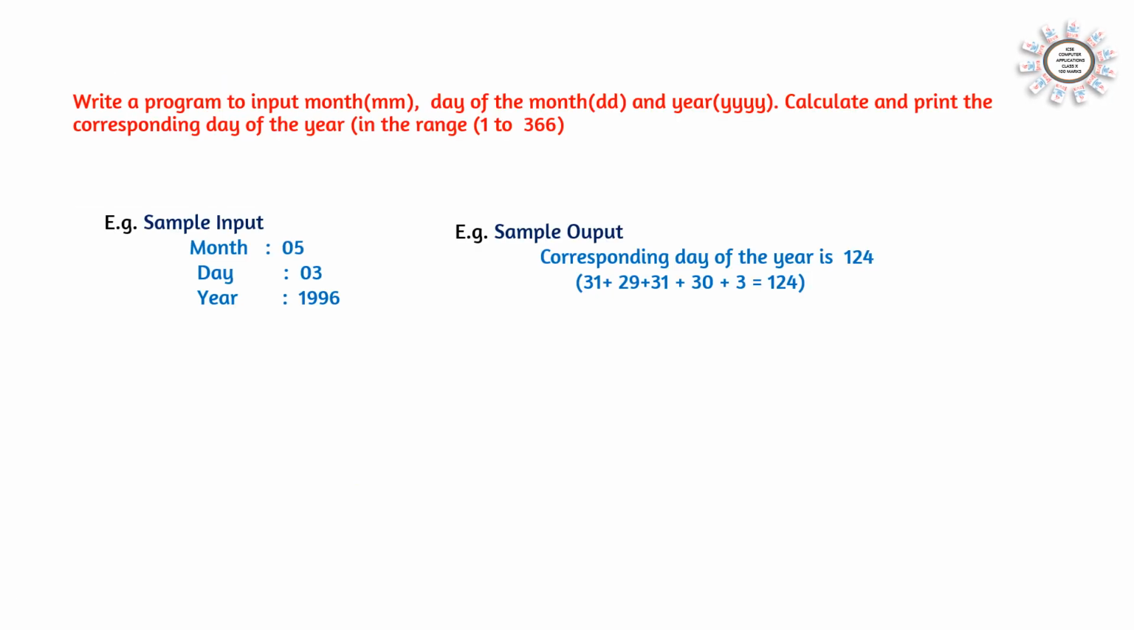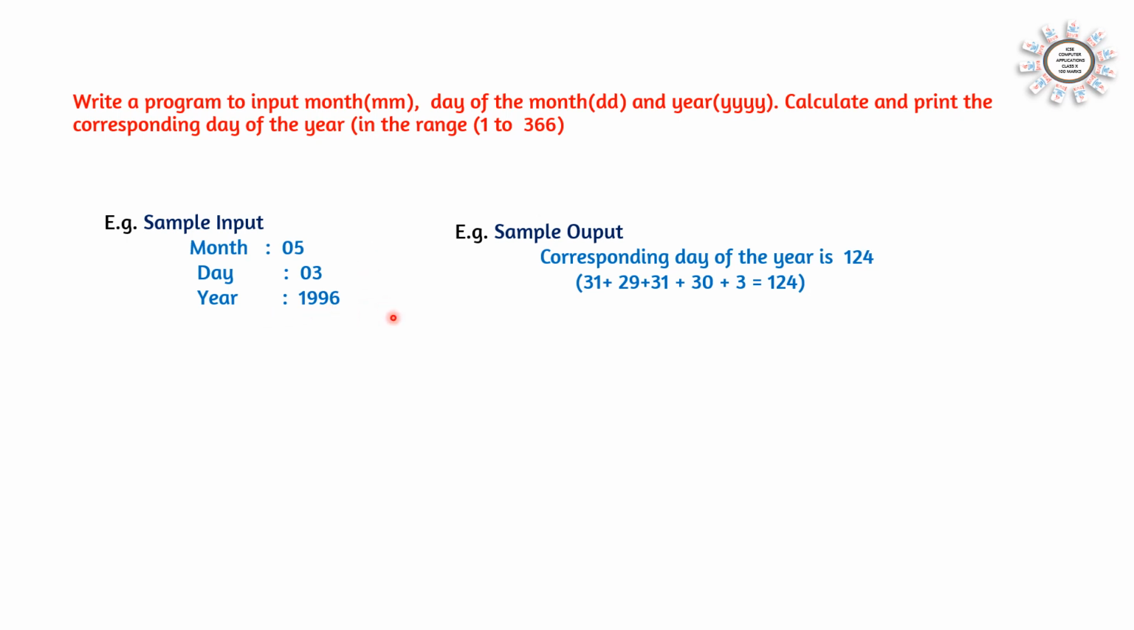Next question, write a program to input month, day of the month in DD format, and year in 4 digits YYYY, and calculate and print the corresponding day of the year starting from 1 to 366. That means start the counting from 1 and tell the day number of the given particular day. So example is given here, month is 05, it is May, day 3 and year 1996.